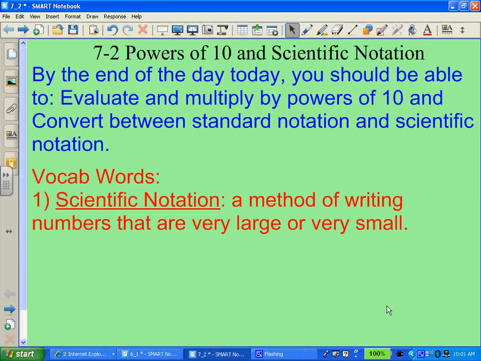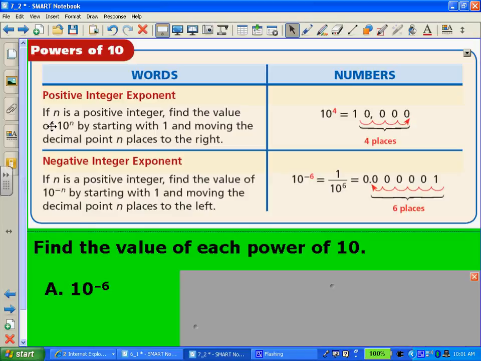Hello, we're going to talk about 7-2 today, which talks about powers of 10 and scientific notation. Now, we talked about scientific notation last year, and you've probably talked about it in science as well, so hopefully this is pretty familiar to you. We're going to start with powers of 10.